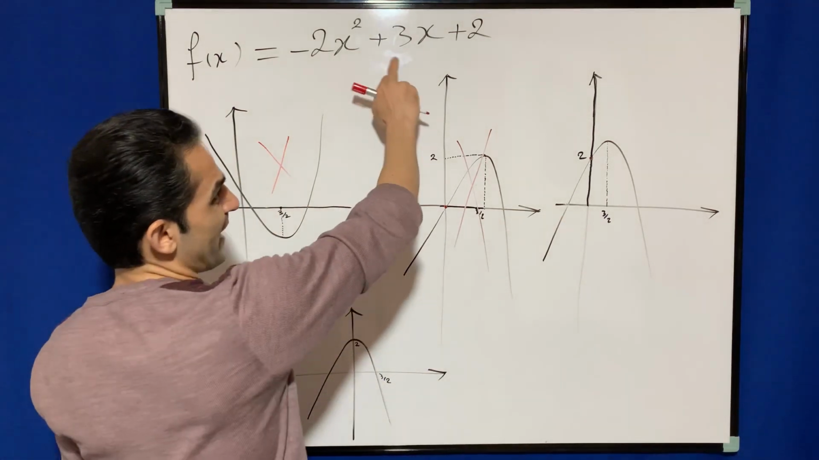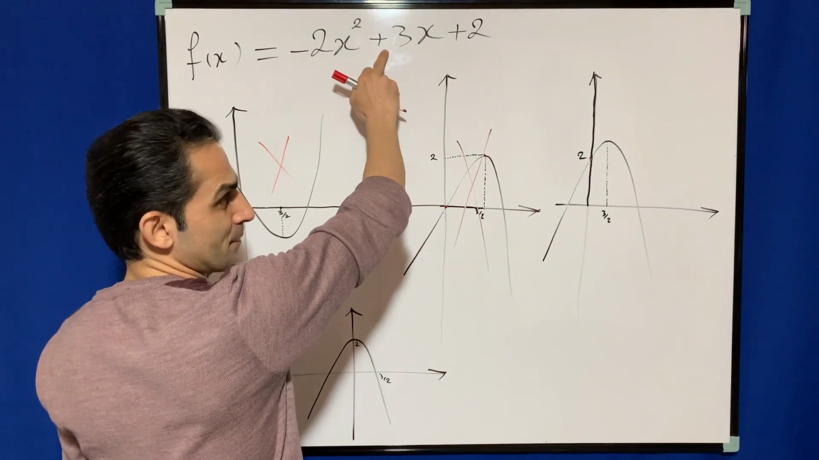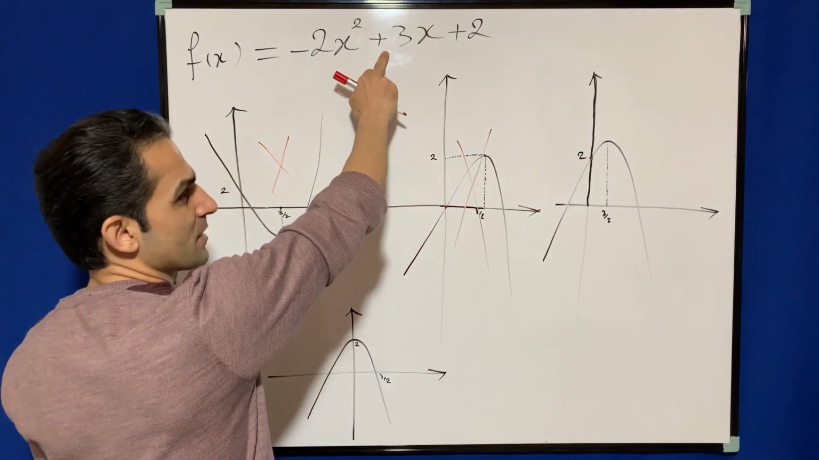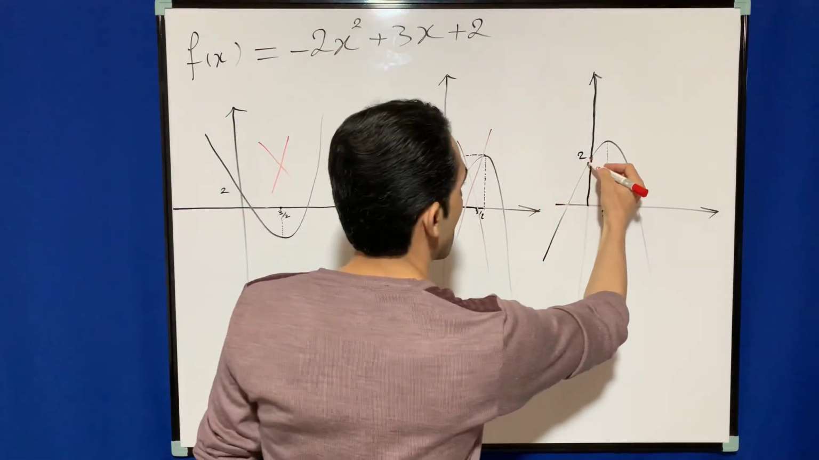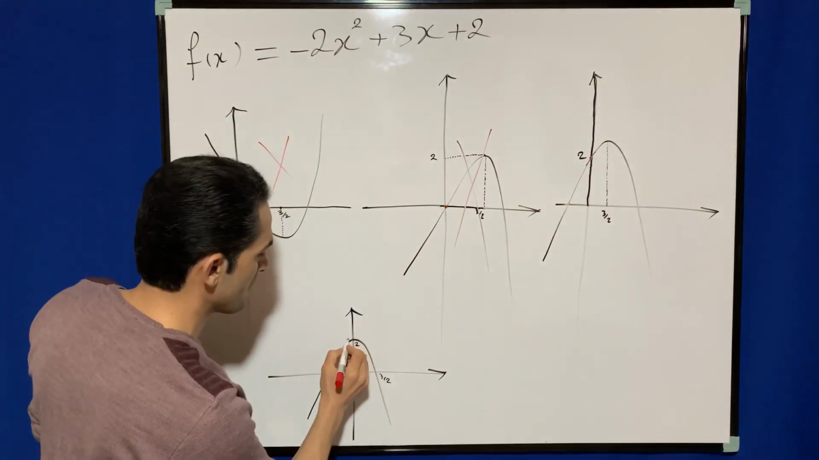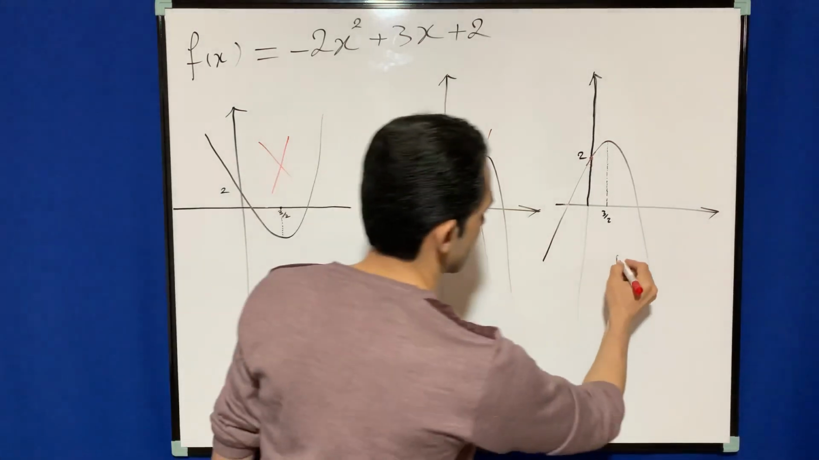But the coefficient of x is positive 3. Okay? It shows the slope of the curve is upward. The slope is upward, not flat. This is the answer.